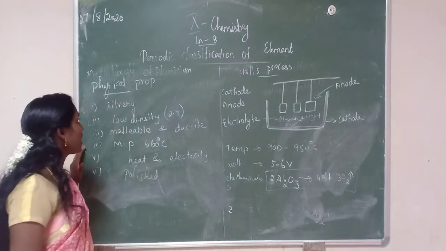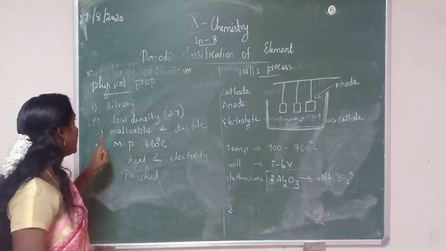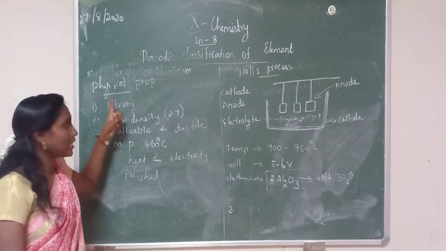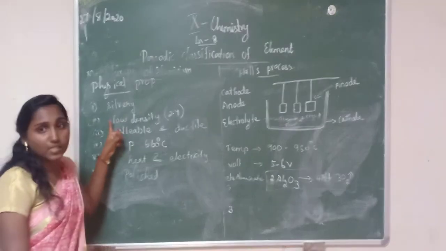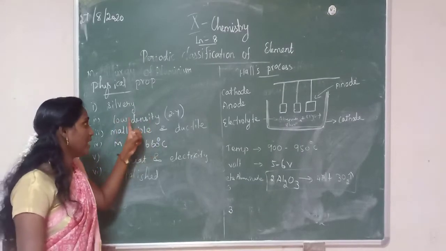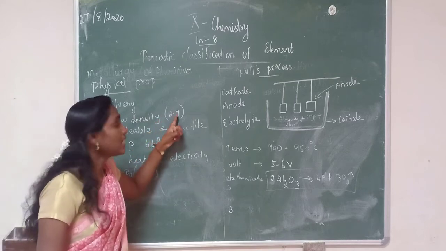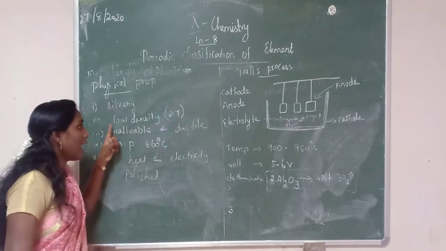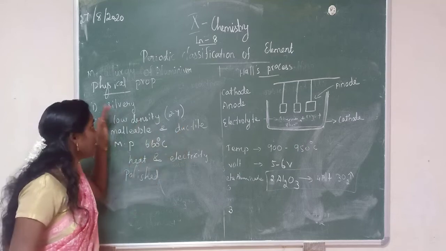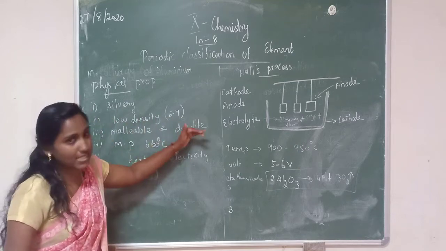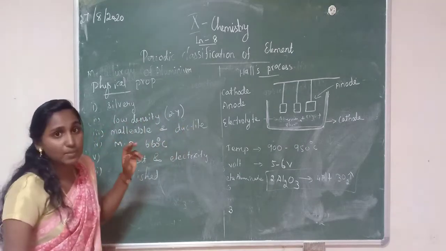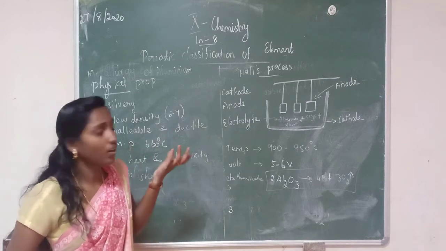Have you understood the physical properties? 6 properties we studied. What are they? Aluminium is a silvery white metal. It has low density and is a light metal. Aluminium density is 2.7. It is malleable and ductile, meaning it is easily made into sheet or wire.